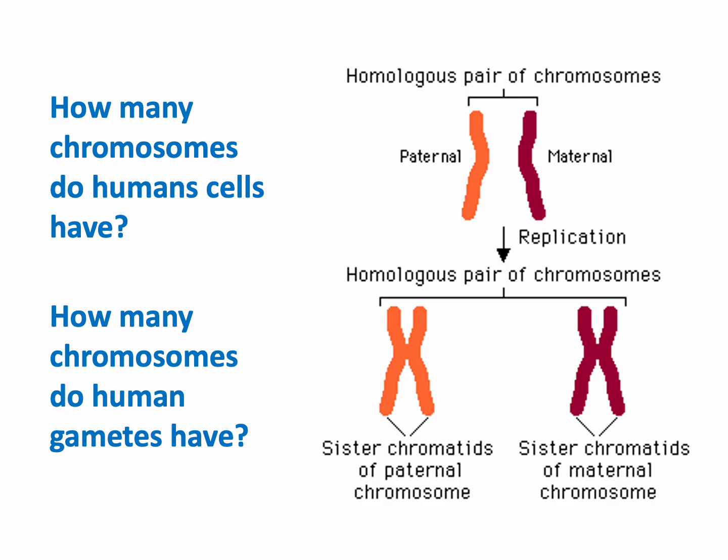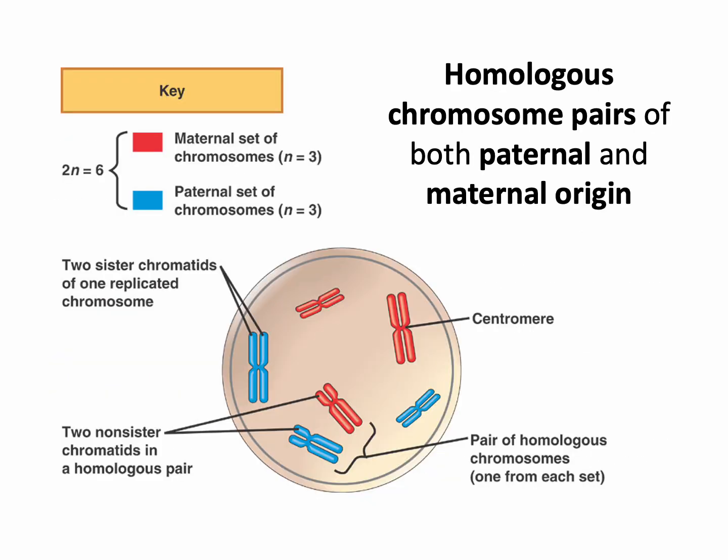Homologous chromosome pair, the maternal side, the paternal side, each of those is going to undergo replication, and you're going to end up with a paternal chromosome and a maternal chromosome now looking like the X with sister chromatids, right? Each of them going to be clones, and they're going to be held together by a centromere. So now that we know that, let's talk about how these things organize.